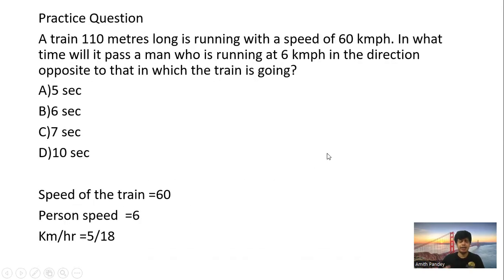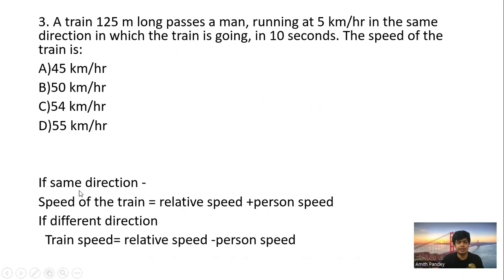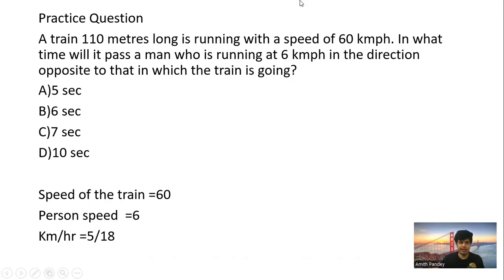So let's get started. Now, in part two, slowly and steadily, you'll find the improvised version. There was a similar question to this, but here, as you can see, it's given in the opposite direction. We have solved the question for the same direction. In case of opposite direction, just remember the formula: train speed is equal to relative speed minus person speed. Just remember this, or else let me write it for you.